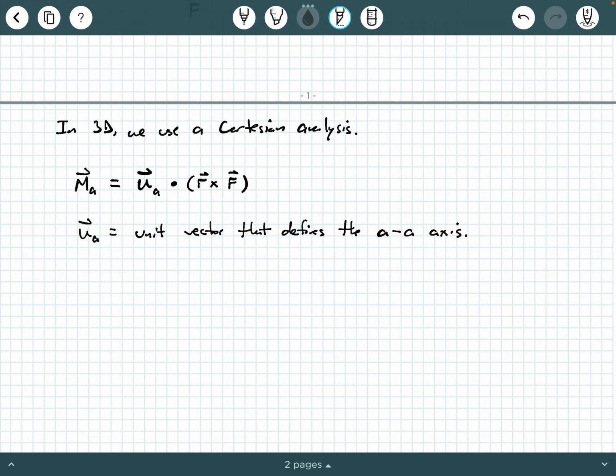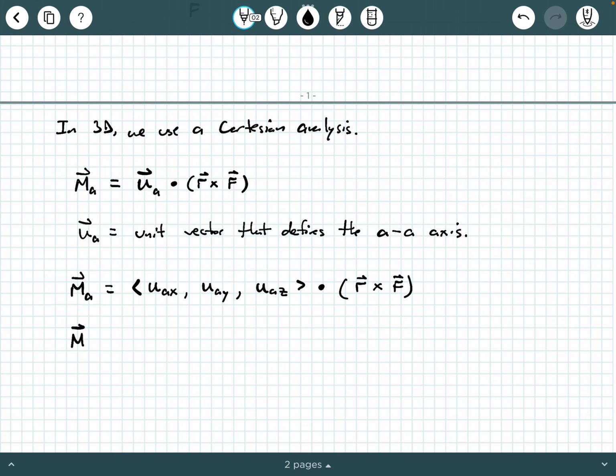And so how this pieces together is the following. You're going to have MA, and you're going to have the unit vector of A. What is the unit vector of A? Well, you'll have UAX, comma, UAY, comma, UAZ, all right? So the unit vector that defines that axis, okay? And then again, you're doing a dot product with R cross F, all right? And so we already know what R cross F is, don't we?